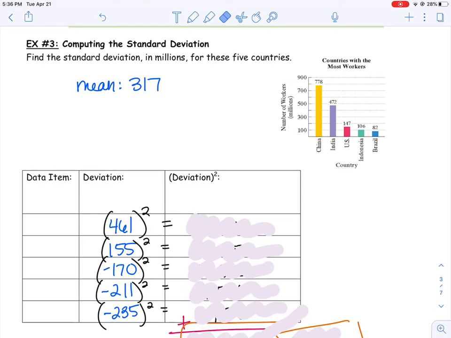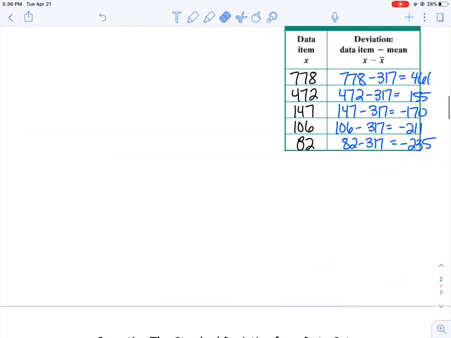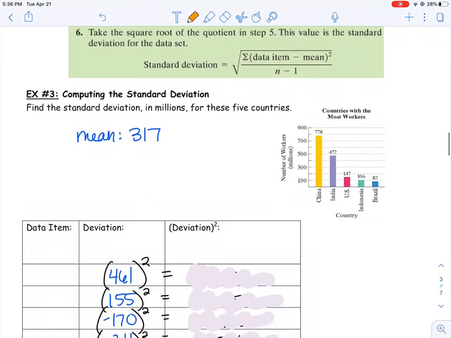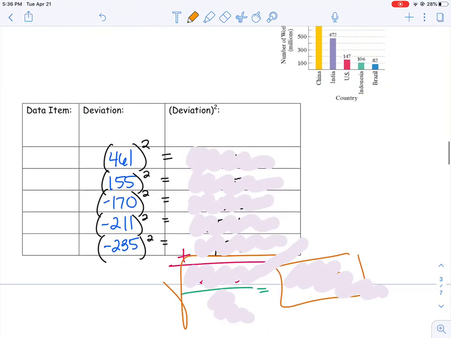Step number 2, we're going to find how much each country differs from the mean. Remember, we already did that back up here in example number 2. So I'm just going to take those same values that we got from that last example and transfer them to this chart. So I'm going to take each of those deviations, the 461, the 155, the negative 170, negative 211, and negative 235. Those are my deviations from the mean. That was step number 2.